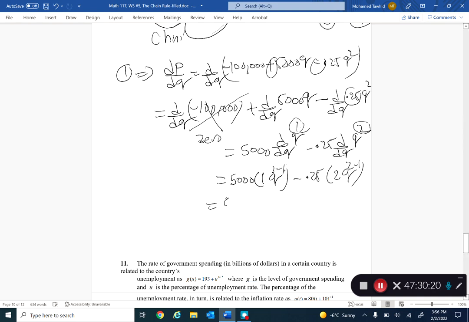So what did you get? You get 5,000, and Q to the power 0 is 1, 0.25, and here you have 2. So 2 multiplied by 0.25, what did you get? You get 0.5, multiplied by Q. I call this equation number 3. So that is your equation 3.